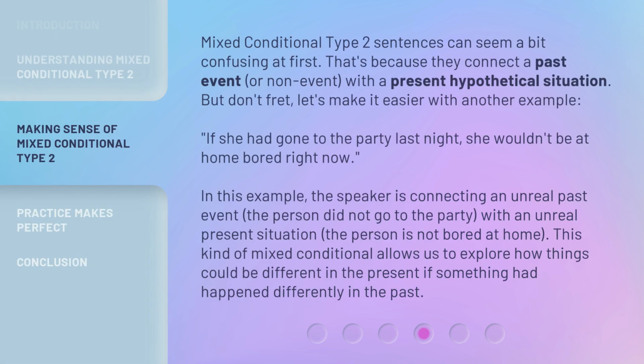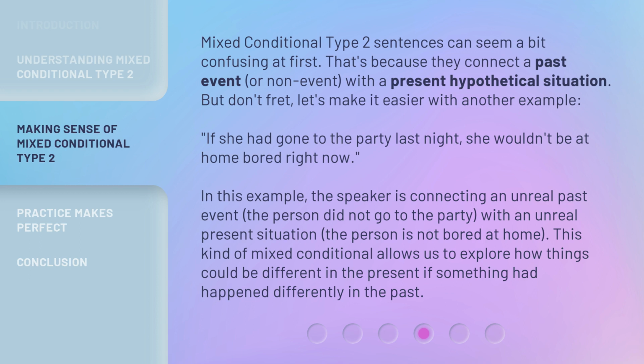Mixed Conditional Type 2 sentences can seem a bit confusing at first. That's because they connect a past event, or non-event, with a present hypothetical situation. But don't fret. Let's make it easier with another example. If she had gone to the party last night, she wouldn't be at home bored right now.